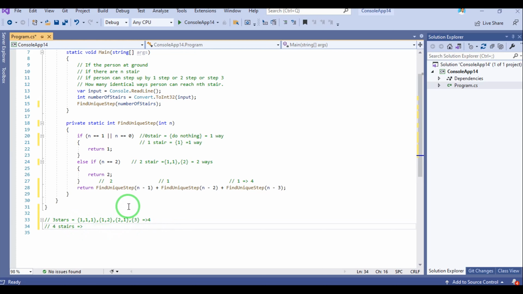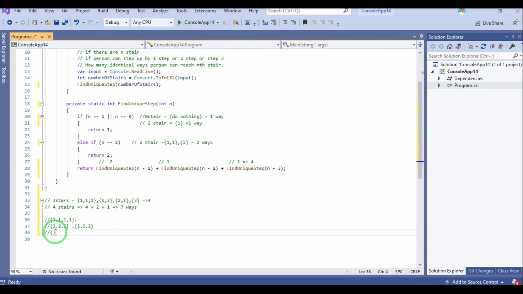So suppose there are 4 stairs, then how many ways? 4 minus 1 is 3. So for 3 stairs, how many ways? 4, plus 4 minus 2, the value is 2. When we pass the value 2 over here, how many ways? n equals 2, 2 ways, plus n minus 3, 4 minus 3 is 1. When we pass n equals 1, then return 1. So total how many ways? 4 plus 2 plus 1. 4 plus 2, 6 plus 1, 7 ways. Right? So how are there 7 ways? 1, 2, 3, 4, 5, 6, 7. So in total we have 7 ways.